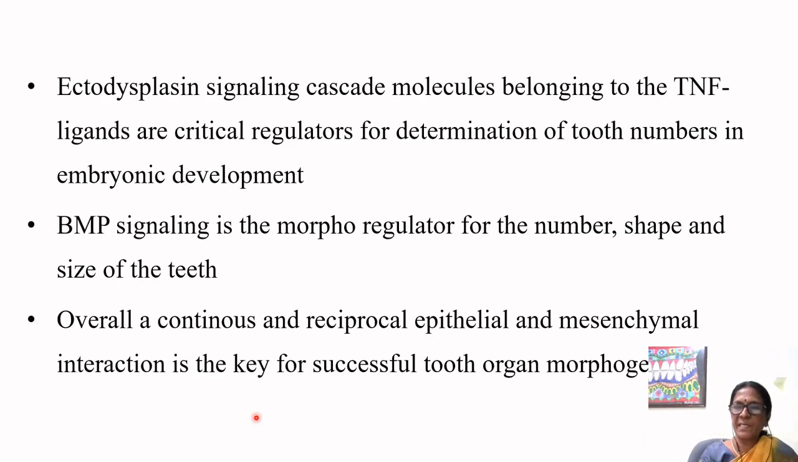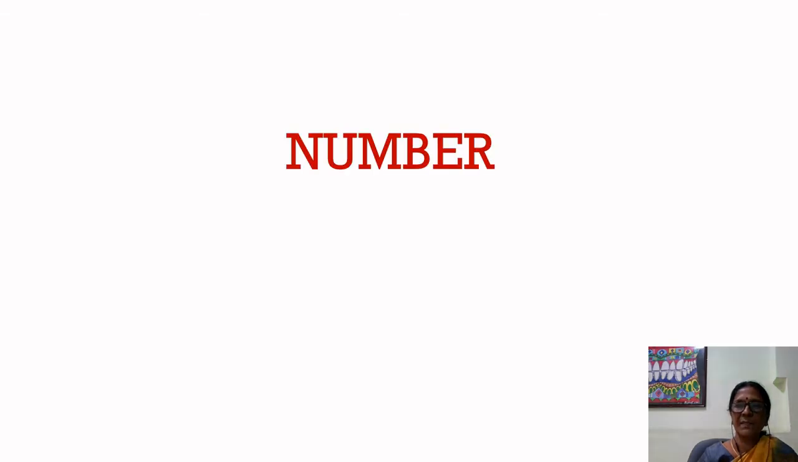Ectodysplasin signaling cascade molecules belonging to the TNF ligands are critical regulators for determination of tooth numbers in embryonic development. BMP signaling is the morphoregulator for the number, shape and size of the teeth. Overall, a continuous and reciprocal epithelial mesenchymal interaction is the key for successful tooth organ morphogenesis.